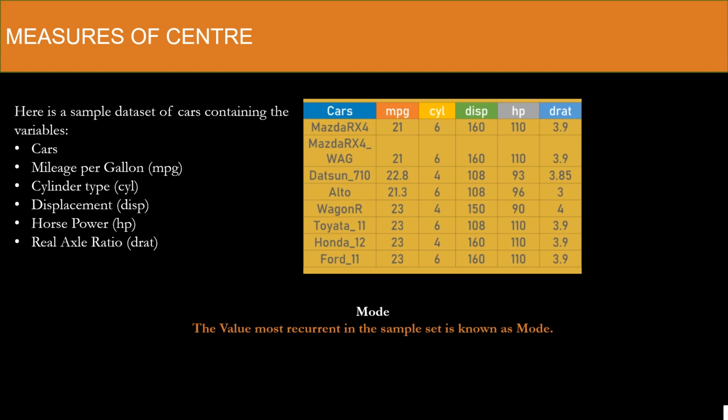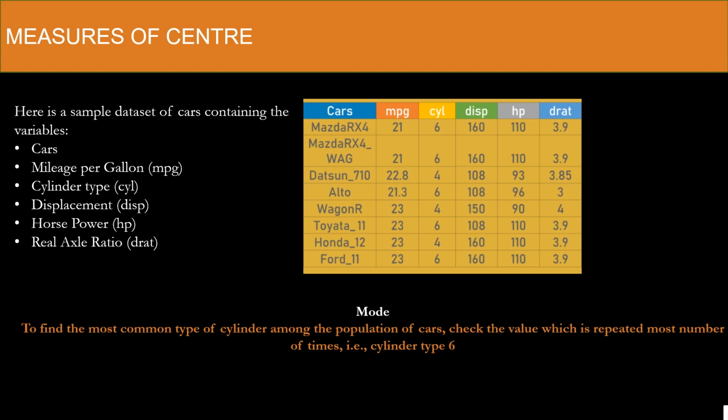Lastly, let's look at how mode is calculated. The value that is most recurrent in the sample set is known as the mode, or the value that occurs most often. Let's say that we want to find out the most common type of cylinder among the population of cars. All we have to do is check the value which is repeated the greatest number of times. Here we can see that the cylinder comes in two types. We have a cylinder of type 4 and a cylinder of type 6.